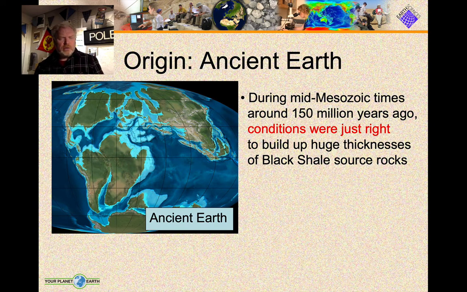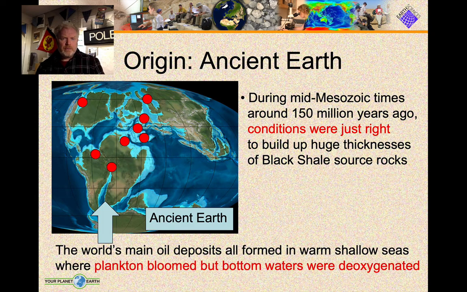Now, most oil, or most hydrocarbons, should I say, were formed back in the Jurassic period. At that time, we see Pangaea starting to break up, sea levels are very high, and as a result, we get a lot of shallow marine environments. Where these black shales formed are where today we have our major oil fields. And we can see they're distributed in lots of different places around the world.